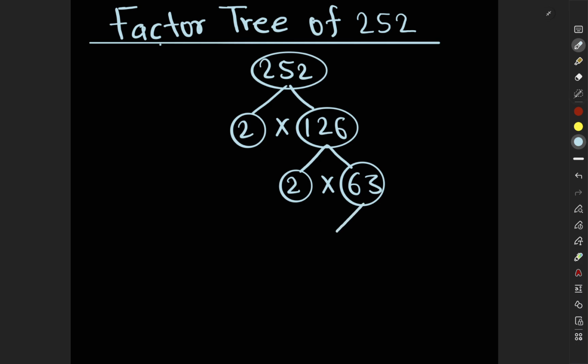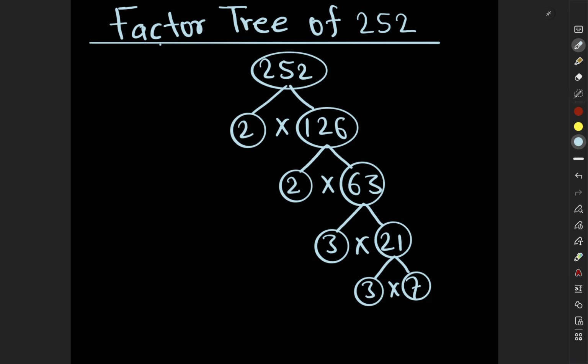126. 63 can be written as 3 times 21. 3 times 21 means 63, and 21 can be written as 3 times 7. 3 times 7 means 21. So now we select the prime numbers in all these numbers. So the prime numbers are 2, 2, 3, 3 and 7.